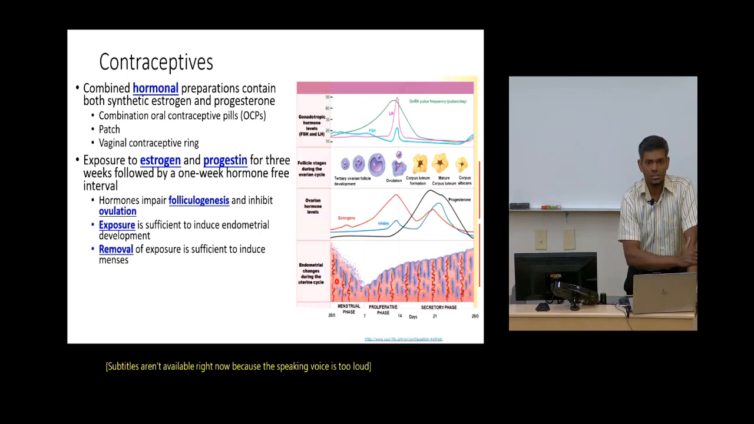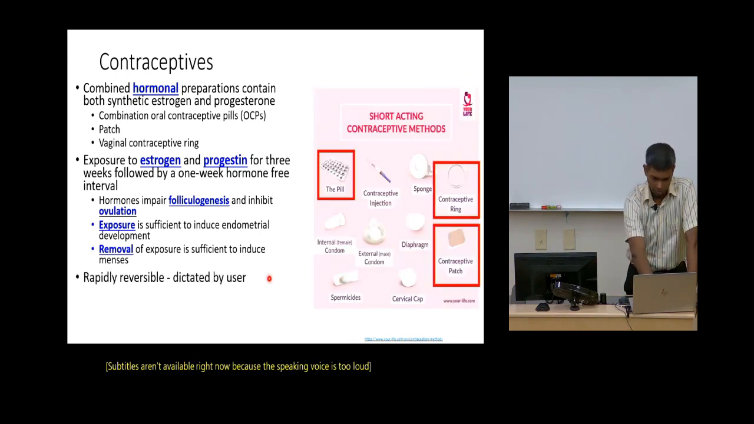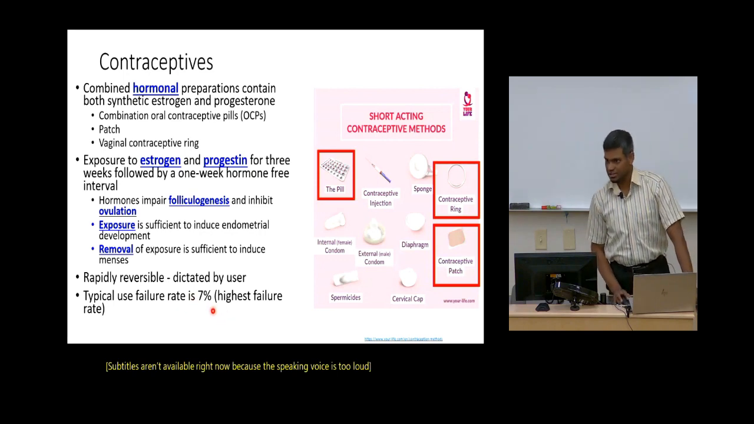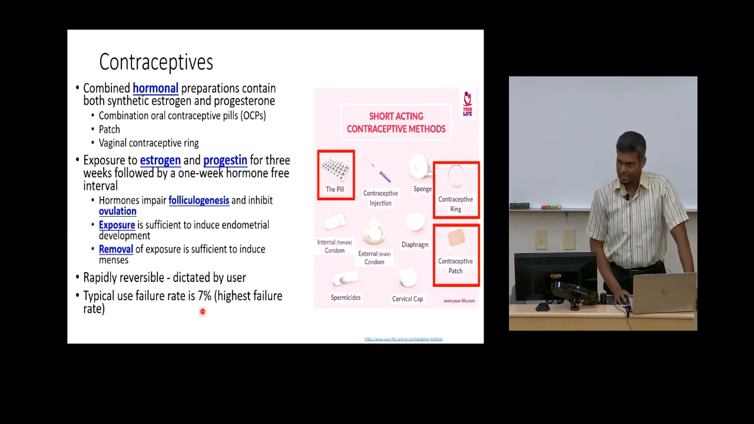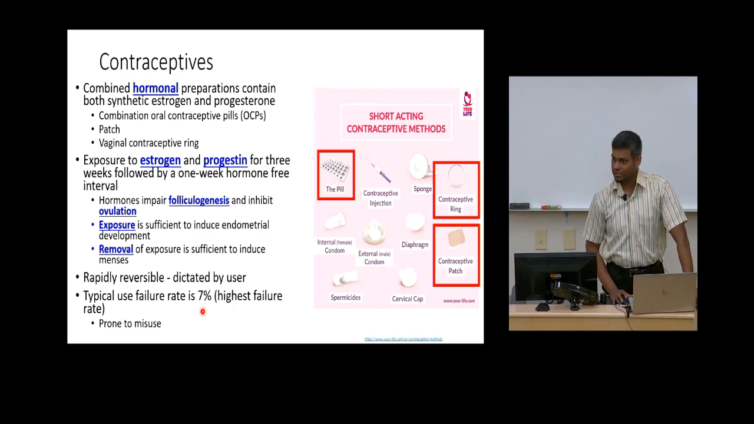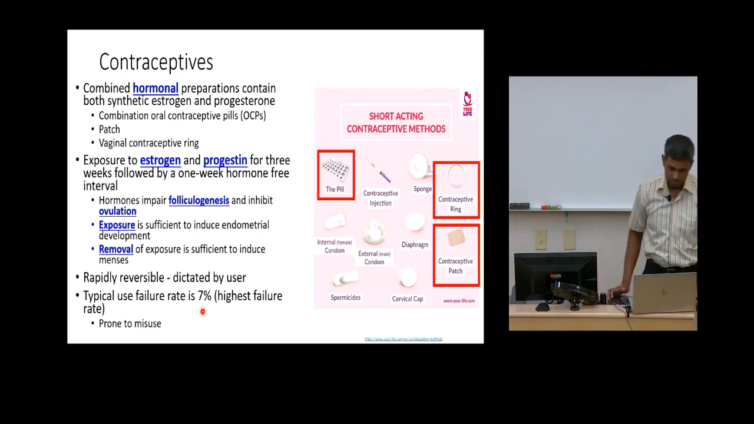Are there any questions? Okay, if there are no questions, we see that this method is rapidly reversible as dictated by the user. So if you were to stop taking these hormonal contraceptives, then pregnancy is possible. And the failure rate in this method is quite high. It's 7%, and this has the highest failure rate because it is prone to misuse. So forgetting to take the pills on their regular schedule could lead to failure of this method.